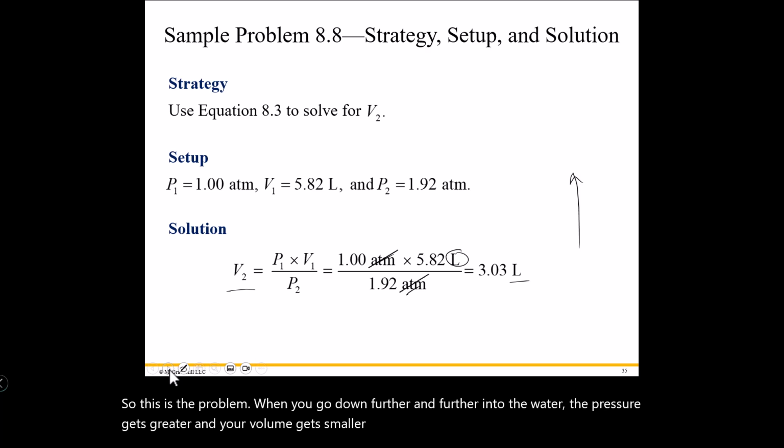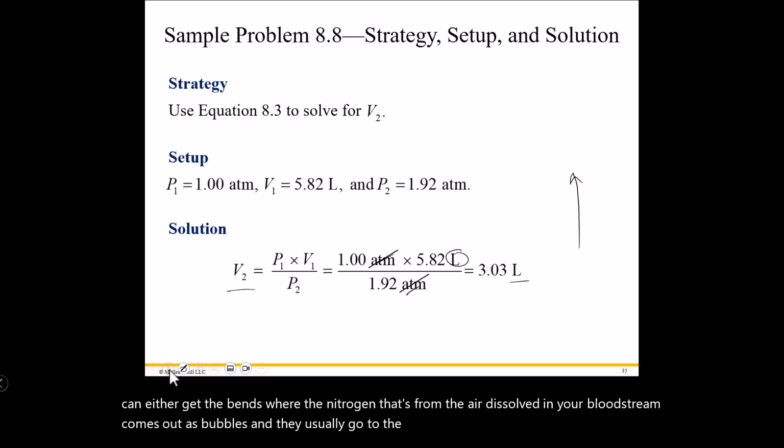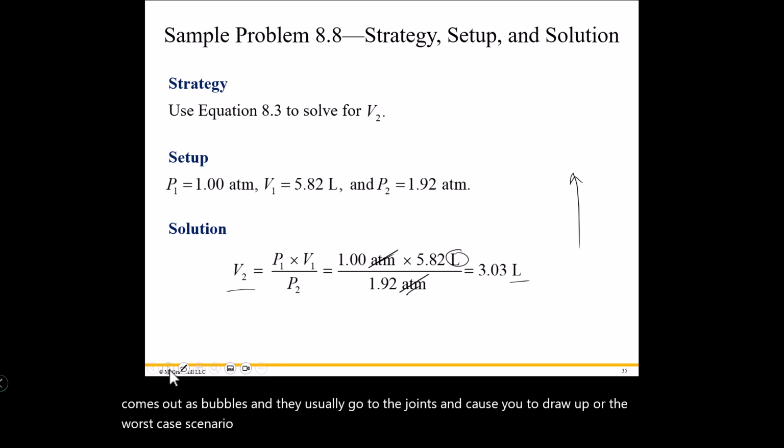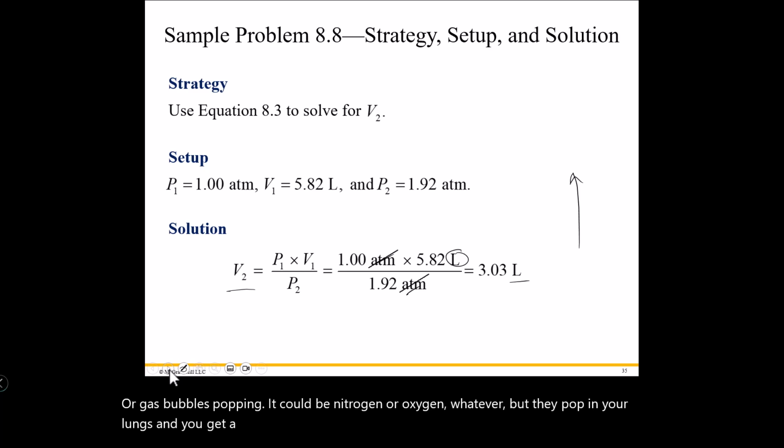If you shoot up to the surface really quickly, you can either get the bends, where the nitrogen from the air dissolved in your bloodstream comes out as bubbles, and they usually go to the joints and cause you to draw up. Or the worst case scenario is you get air or gas bubbles that pop in your lungs, it could be nitrogen or oxygen, whatever, and you get an embolism and it kills you. So, that's the whole thing about scuba diving. You never just shoot up to the surface.